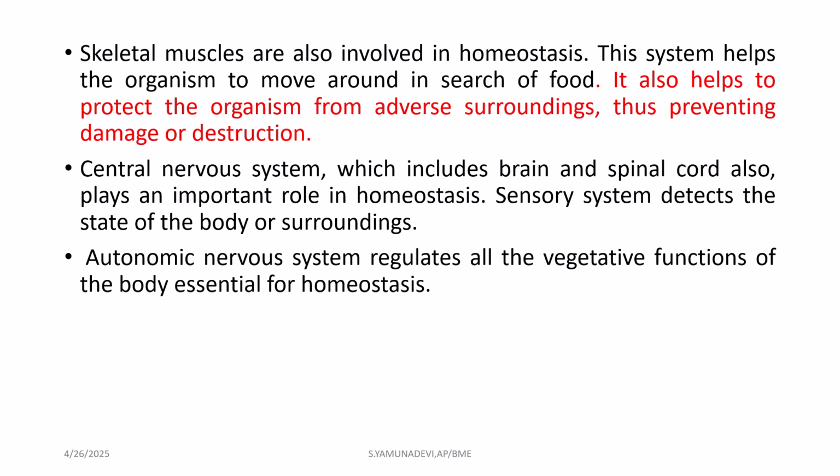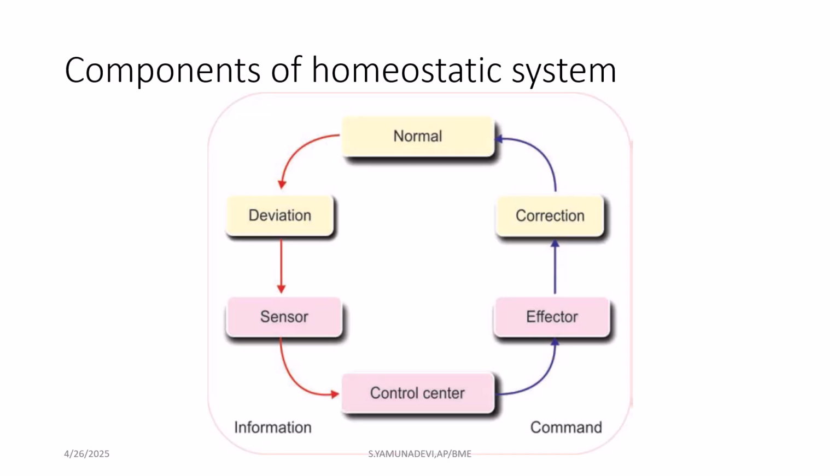The central nervous system and autonomic nervous system regulate the vegetative functions of the body, which is essential for homeostasis. What are the basic components involved in homeostasis? Here is the summary. Our homeostatic system basically contains a sensor and a control center for information, and the command is carried out by the effector. That is, the effector takes the command and makes the corrective actions.